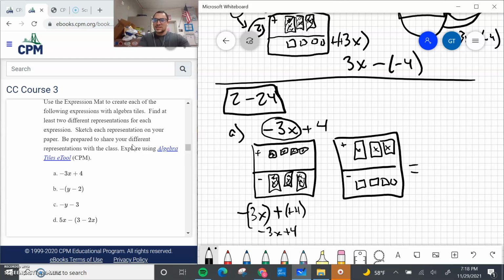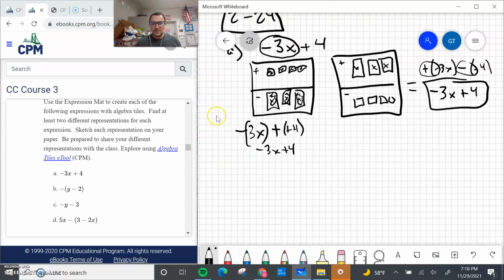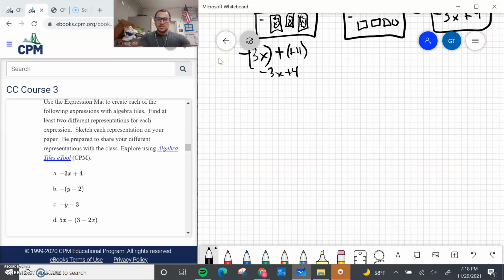Or I can rewrite this as positive negative 3x, because I have in the positive region, positive negative 3x. And then I'm going to subtract negative 4. And if I combine these right here, that gives me negative 3x. And I combine these here, it becomes positive 4. And that's it. All right, so that's 2 ways to do it right there. Let's go on to B.